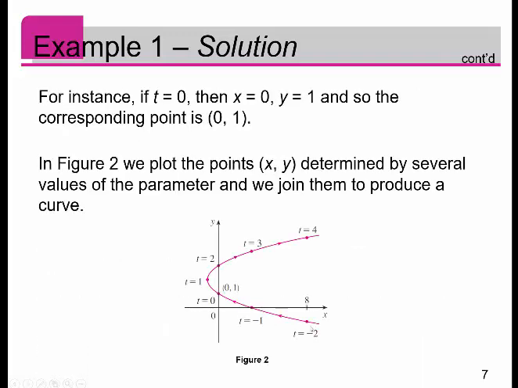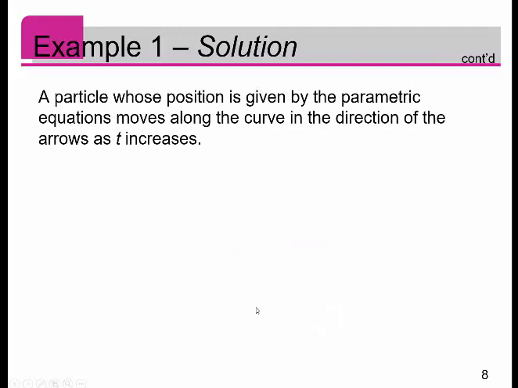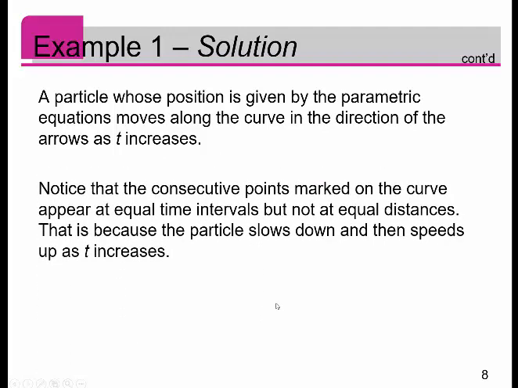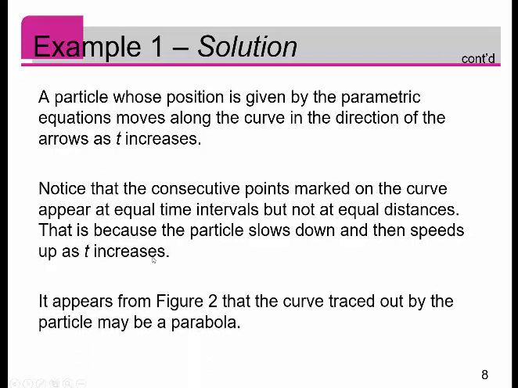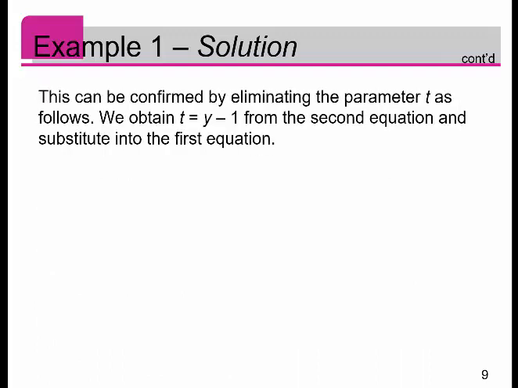Let me go back. This is t equals -2, -1, 0, 1, 2, 3, 4. Obviously, t changes by 1. That is because the particle slows down and then speeds up as t increases. That makes sense, right? It appears from figure 2 that the curve traced out by the particle may be a parabola. So let's find that equation.